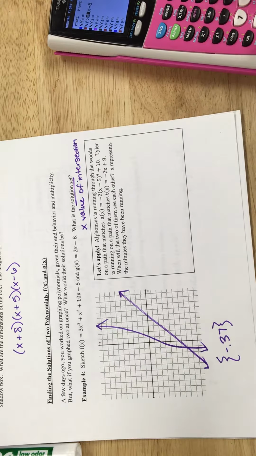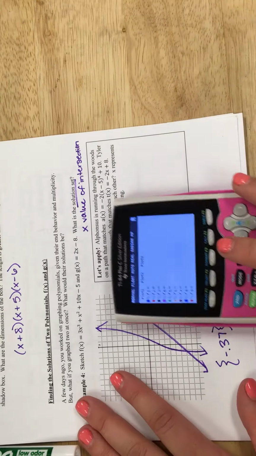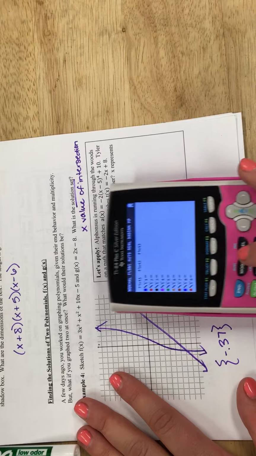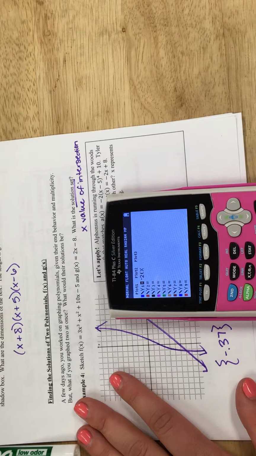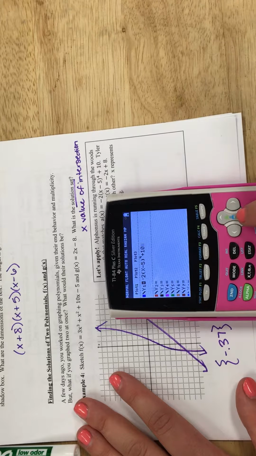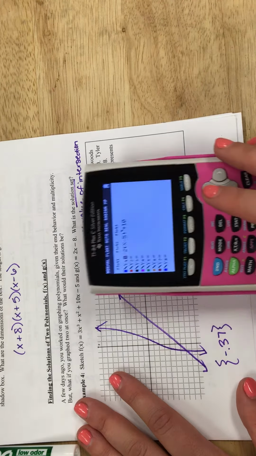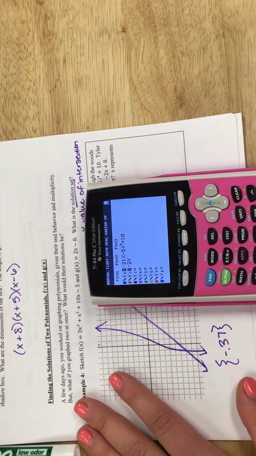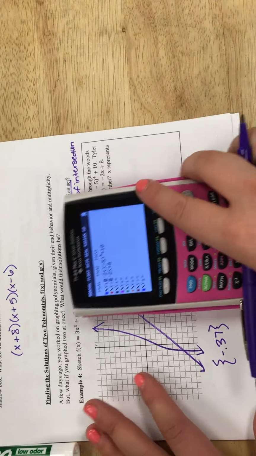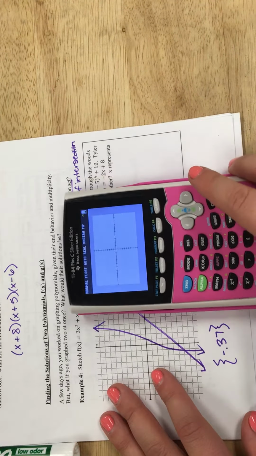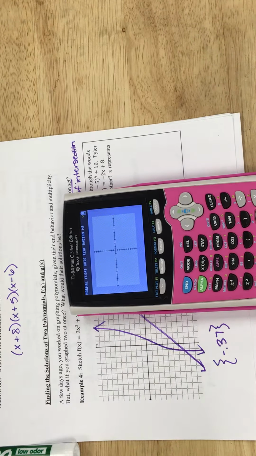So the applied problem says Alphonsus is running in the woods on a path that matches negative 2 times x minus 5 to the 4th plus 10. And Tyler, it's Tyler Crum actually, is running negative 2x plus 8. Yeah, I had them both last fall, so I wrote this.